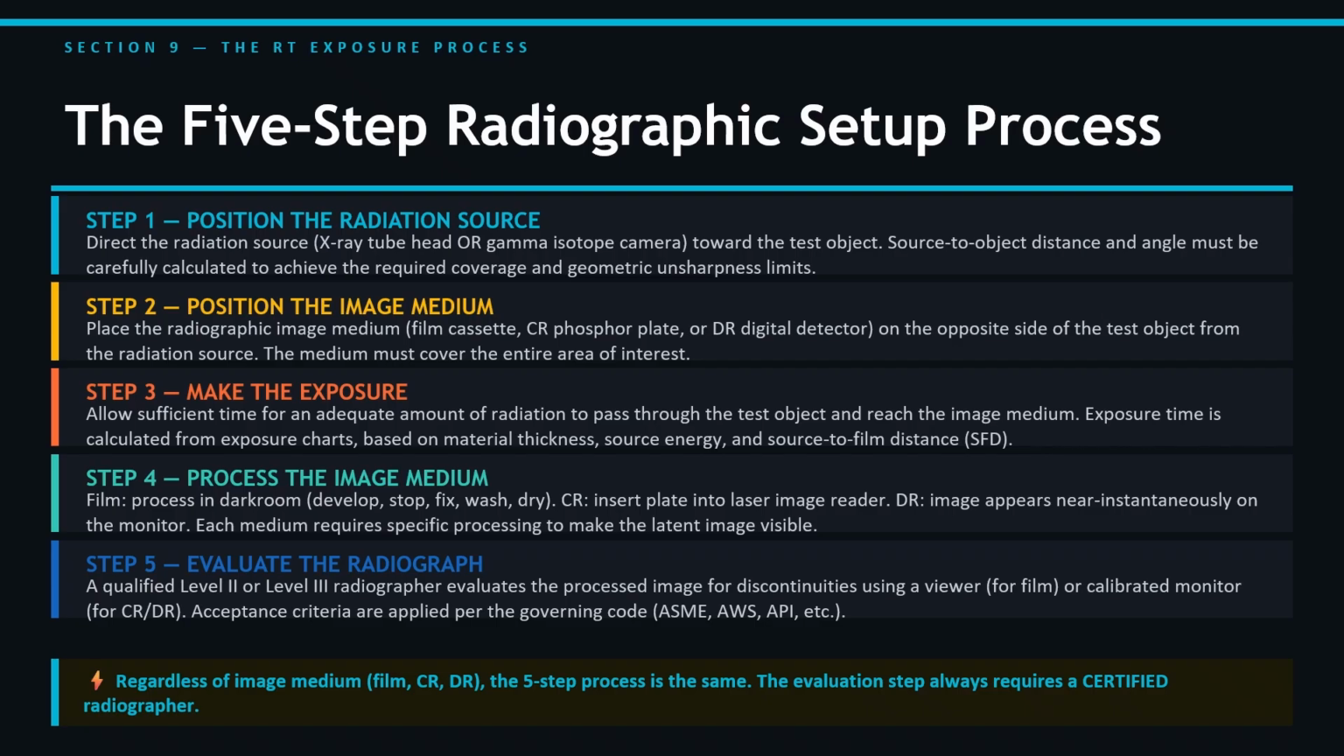The fourth step depends on the image medium. Film must be chemically processed. CR requires the imaging plate to be read. DR produces the image electronically. Finally, we evaluate the radiograph. This last step is important because producing an image is not the same thing as interpreting it.